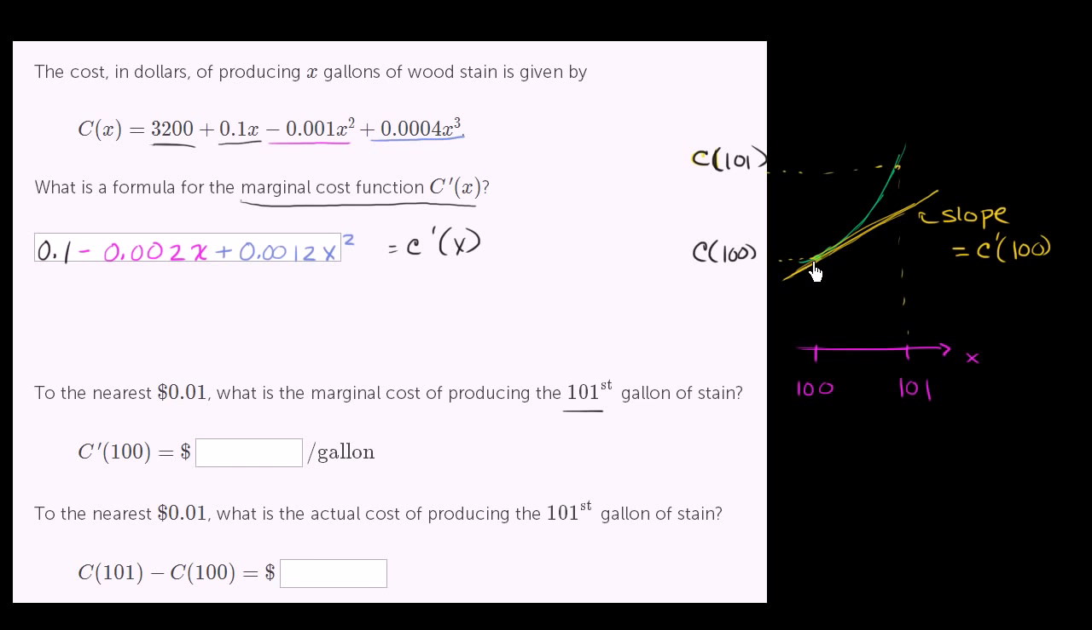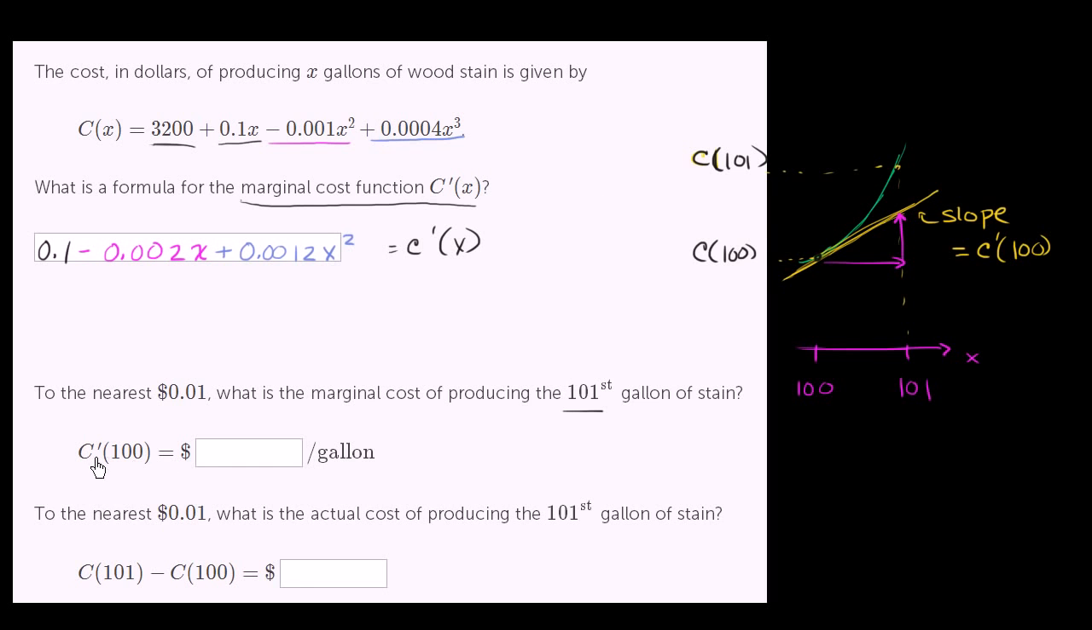But we can approximate it using the marginal cost, the derivative of our cost function right at this point. We could figure out what this slope is, C prime of 100, and then multiply it times that one extra unit. Remember, slope is change in y, or change in the vertical axis, over the change in the horizontal axis. If you then multiply it times a change in the horizontal axis, which in this case is 1 unit, it's going to give you the resulting change in the vertical axis.